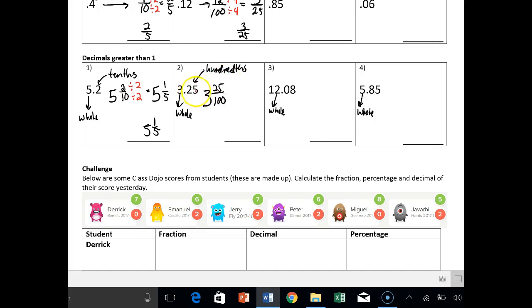All right, so the 5 was in the 100 spot. That's why we put 25 over 100. We can divide them both by 25, and we'll get our answer of 3, and 25 divided by 25 is 1. 100 divided by 25 is 4. 3 and 1/4. Okay, so you guys will be responsible for number 3 and number 4.